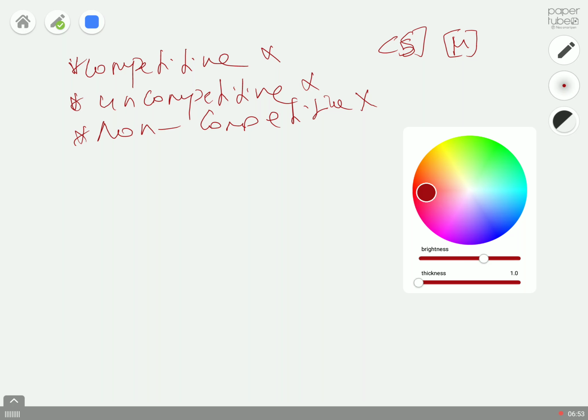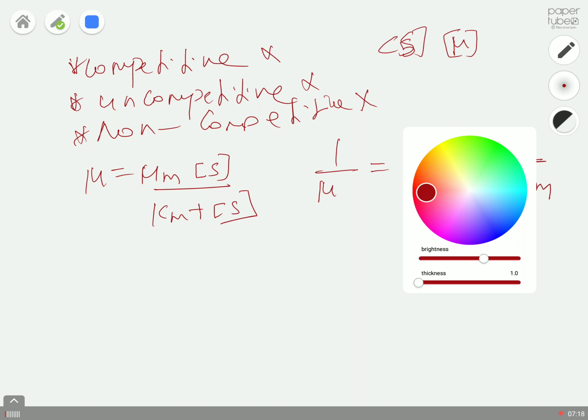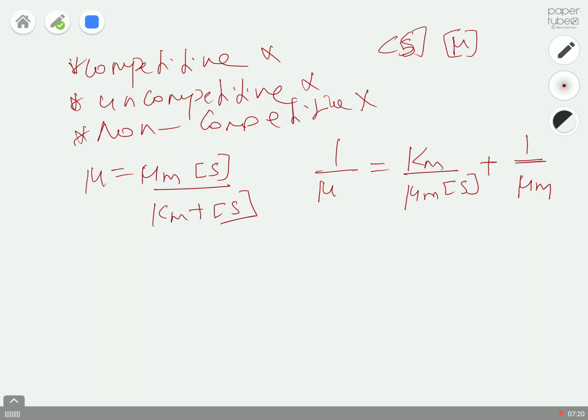You all know the general Michaelis-Menten kinetics: v = mu m times substrate concentration divided by km plus substrate concentration. So the linearized form is 1 by initial velocity equals km by mu m times 1 by substrate concentration, plus 1 by mu m. And you all know how to draw the Lineweaver plot. I already showed you how. You need to use this expression in order to calculate the parameters from the Lineweaver plot.